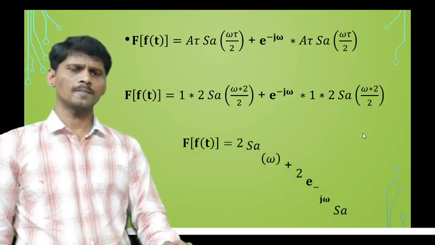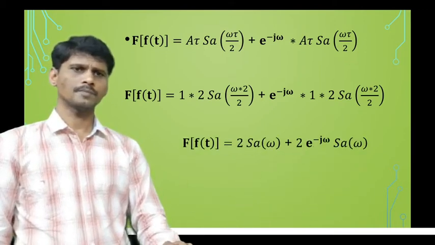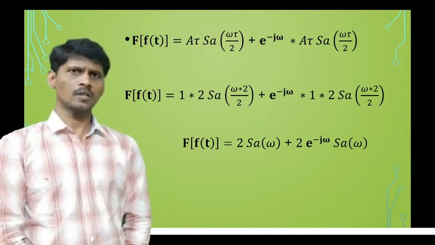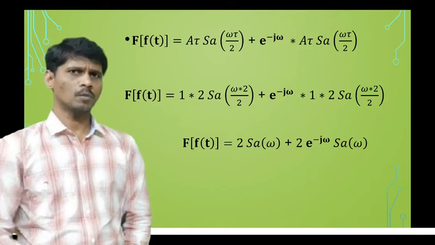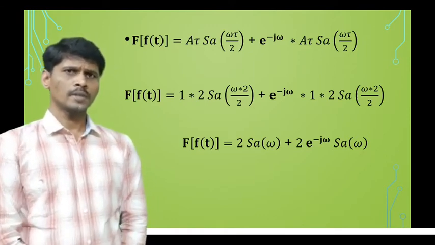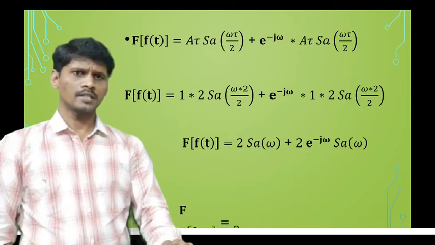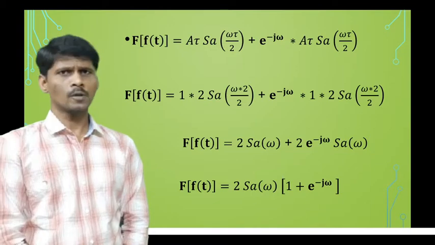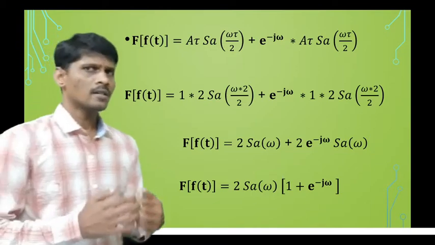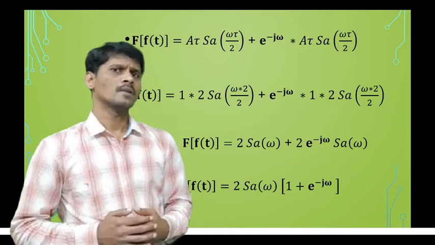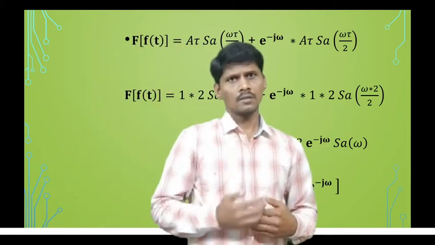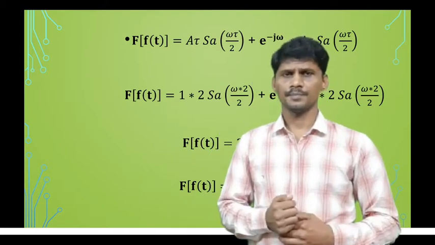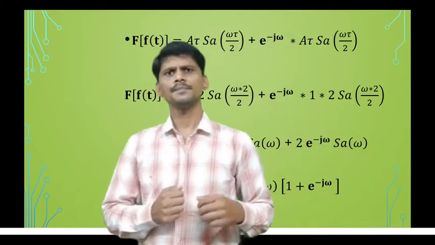So that is equal to 2 of omega plus 2 e power minus j omega of omega. On the RHS, in both the terms 2 of omega is common. The remaining factor is, the resultant equation is 2 of omega into 1 plus e power minus j omega. So this is the solution procedure for the Fourier transform of the given waveform. Okay.